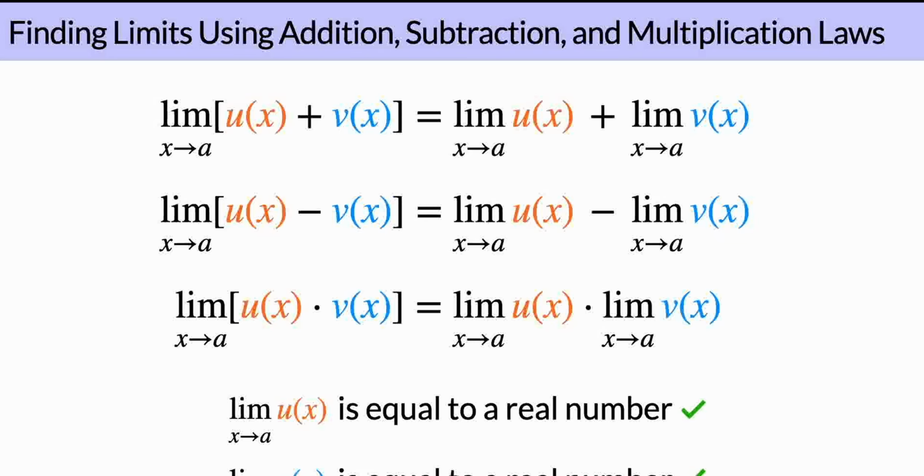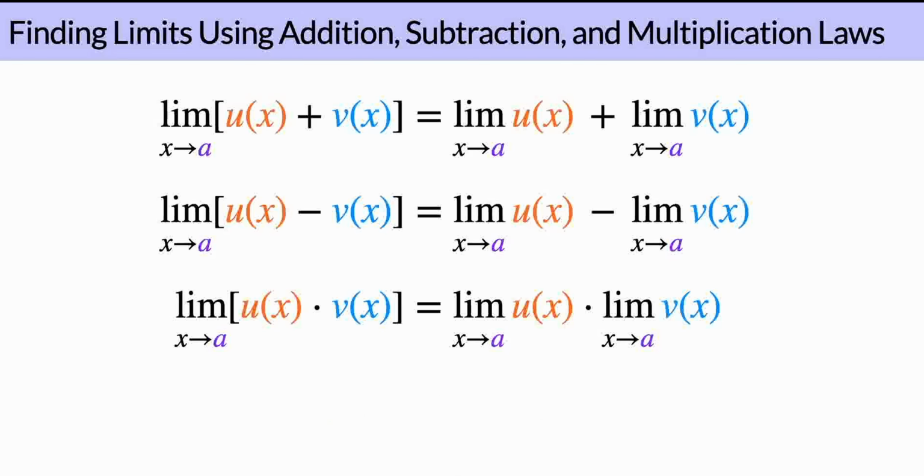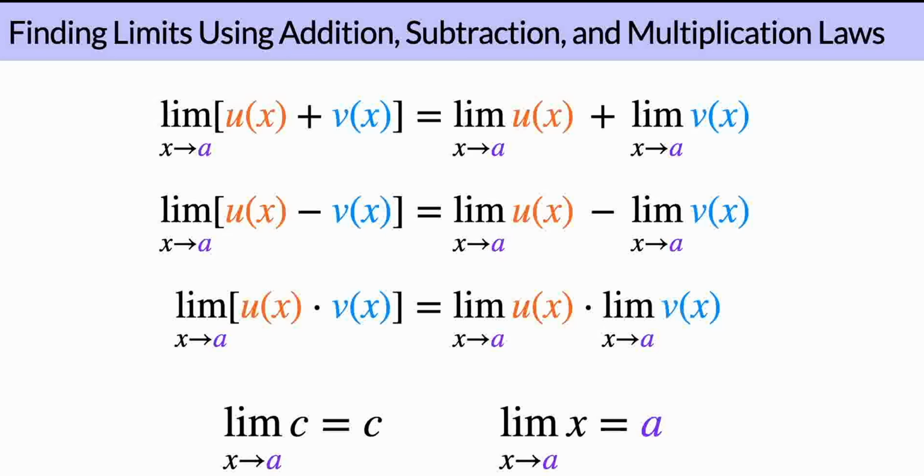Also notice that the limit doesn't change. It's always the limit as x approaches a. We also know that the limit of a constant c is itself c, and that the limit of x as x approaches a is simply a. Now let's try using these laws in an example.